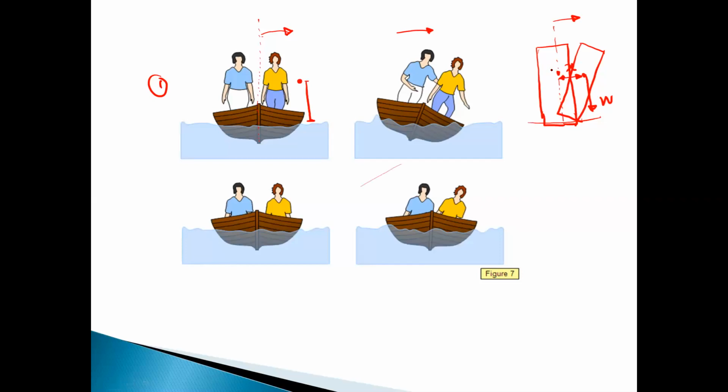Okay, so when they are shifting on one side, it will create the moment W into X, and this moment W into X will make the complete system, that is this ship along with these two persons, unstable. Okay, and they will topple on the one side.